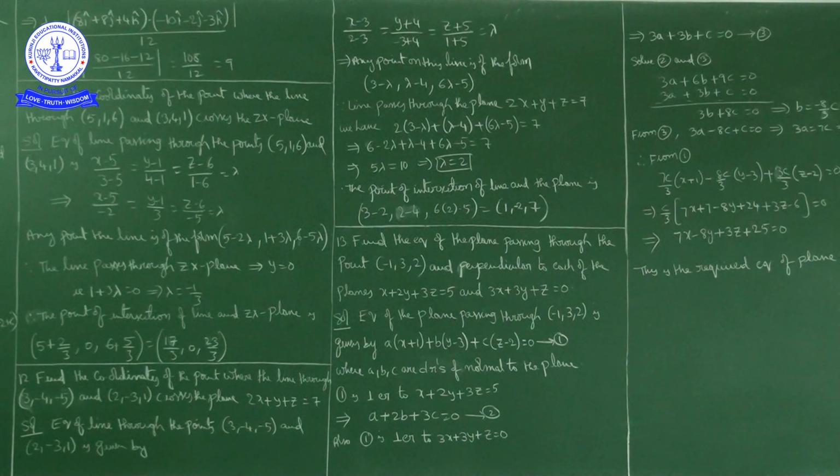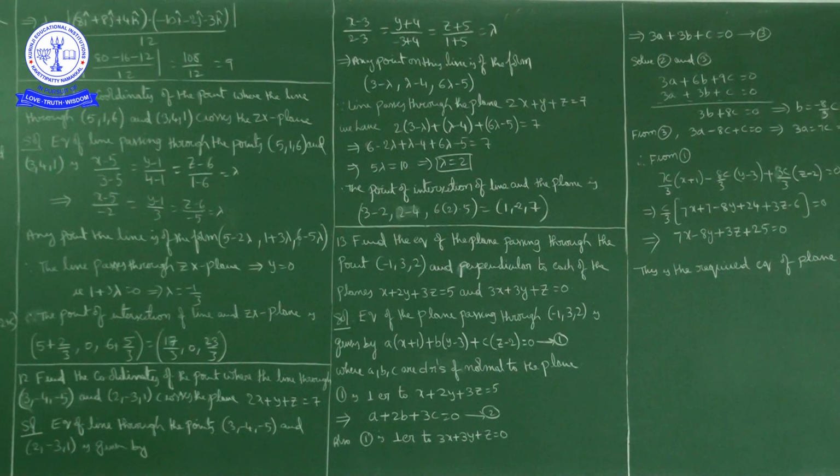Now, by substituting the point in the plane, what do we have? 2 into x, what is x? (3 - lambda), plus y, what is y? (lambda - 4), plus z, what is z? (6 lambda - 5), is equal to 7. So if you multiply 2 inside: 6 - 2 lambda + lambda - 4 + 6 lambda - 5 = 7. So -2 lambda + lambda + 6 lambda is 5 lambda. 6 - 4 - 5 is -3, which comes to this side as plus 3, so 7 + 3 is 10. 5 lambda = 10. So what is the lambda value?